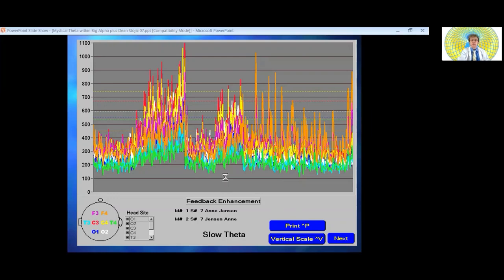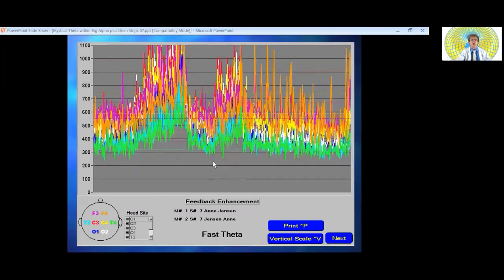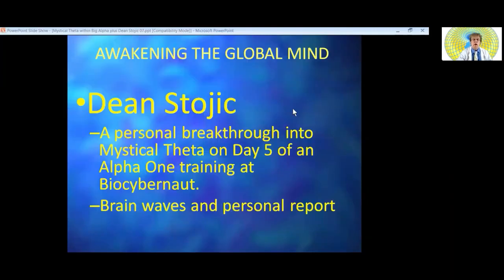Now, let's look at the fast Theta, which is even bigger. She had stronger amplitudes in the fast Theta. And again, she had an increase in frontal and central Theta. It dropped off, she recovered, strong central and frontal Theta, and then she went into purely frontal Theta toward the end.